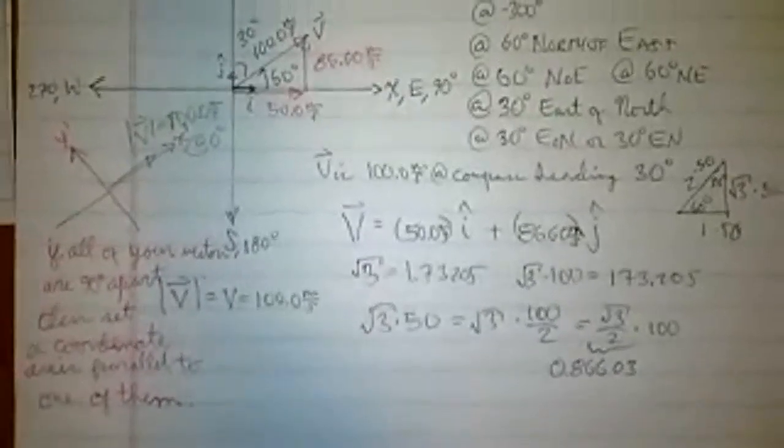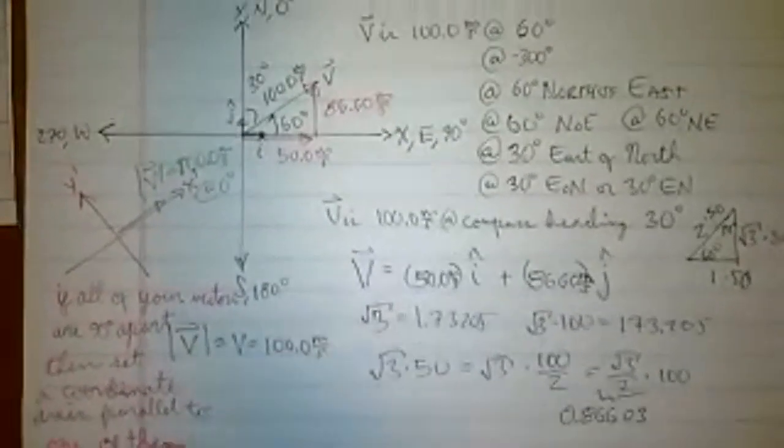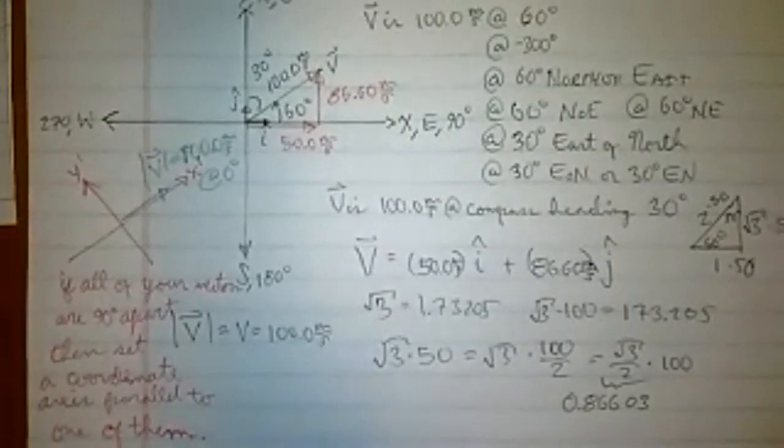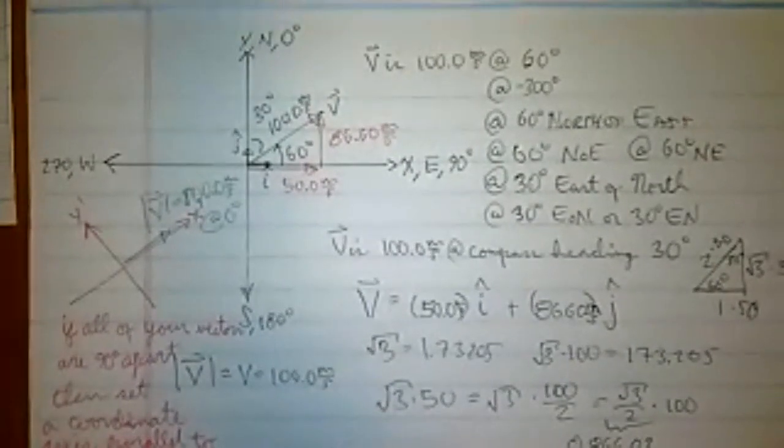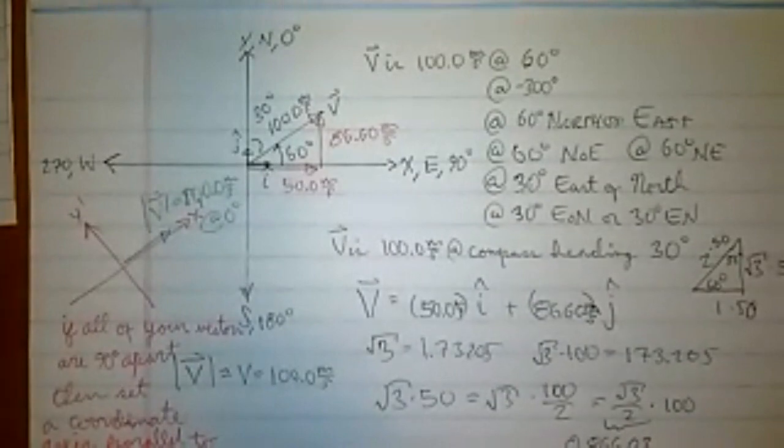So that's the end of part one. I hope this helps you understand how to not only specify a vector in terms of its magnitude and direction, but also all the different ways you can specify its direction.